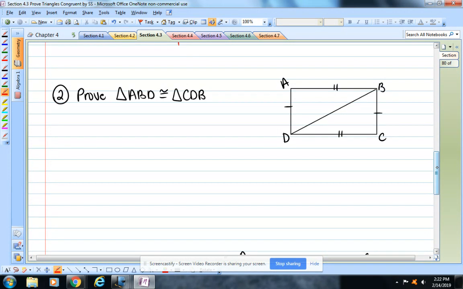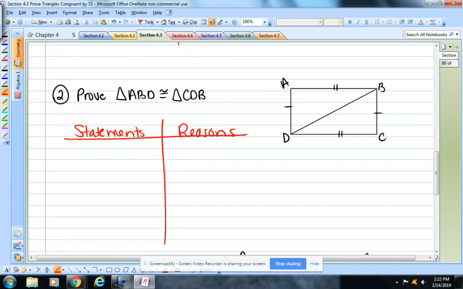So this looks like a quadrilateral that has been divided into two triangles. Y'all see that? And I want to prove that those two triangles are congruent to each other. So if I'm proving, I need statements and reasons in a table, okay? Somebody tell me something that is given to me. Something that's congruent that is given to me.